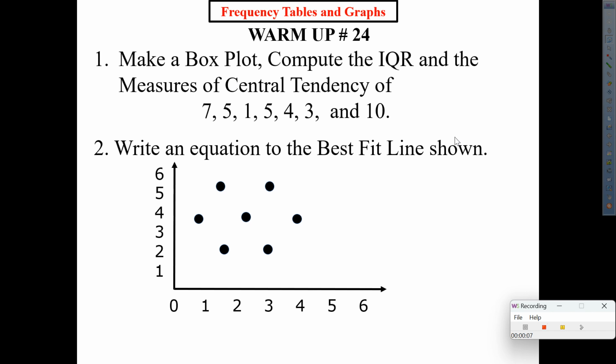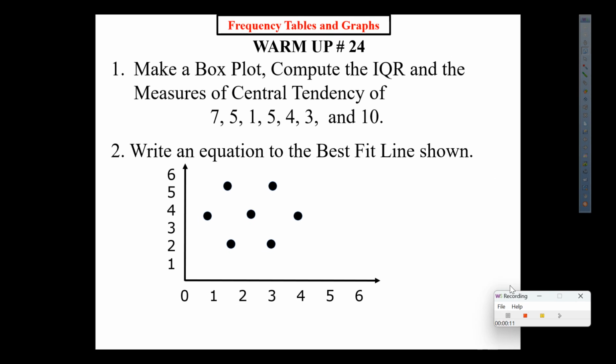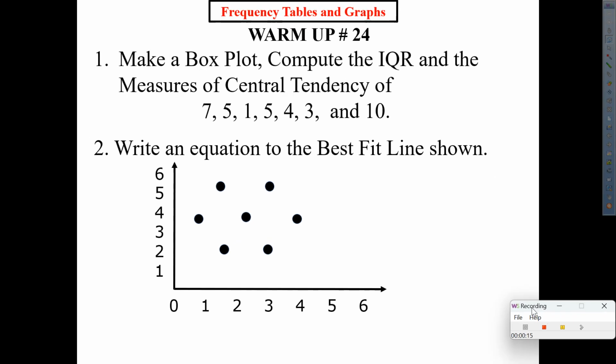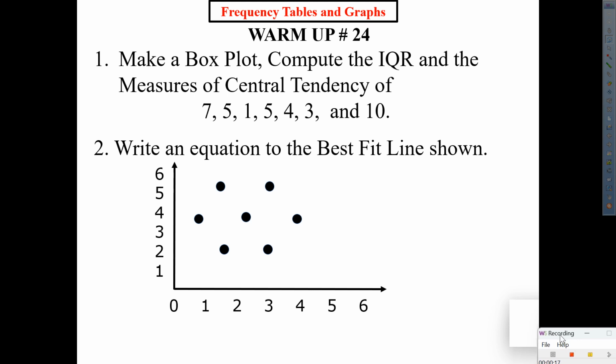And like I said, by now you should be experts at these problems that I give you for practice on the warm-ups. Number one is basically getting a box plot, measures of central tendency, and IQR. And number two is the best fit line. Let's see how that goes. I'll give you some time. All right, so I think we got it. Let's go with number one.